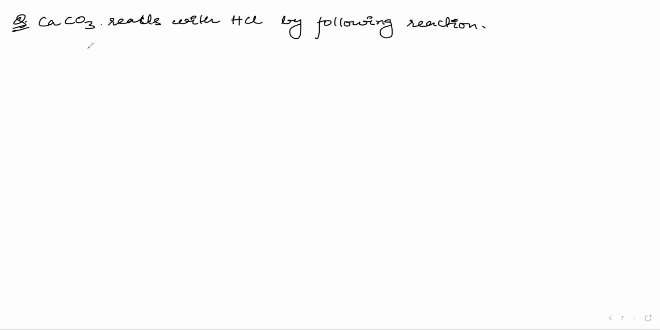Okay, so the reaction is CaCO3. Now this CaCO3 is one thing, it's not two different things, I've just written it far apart. CaCO3 plus HCl will give you CaCl2 plus H2O plus CO2. Now let me balance this reaction. We have one carbon, one Ca, 2 Cl, and oxygen has 3. Just balance it. CaCO3 reacts with HCl by the following reaction.